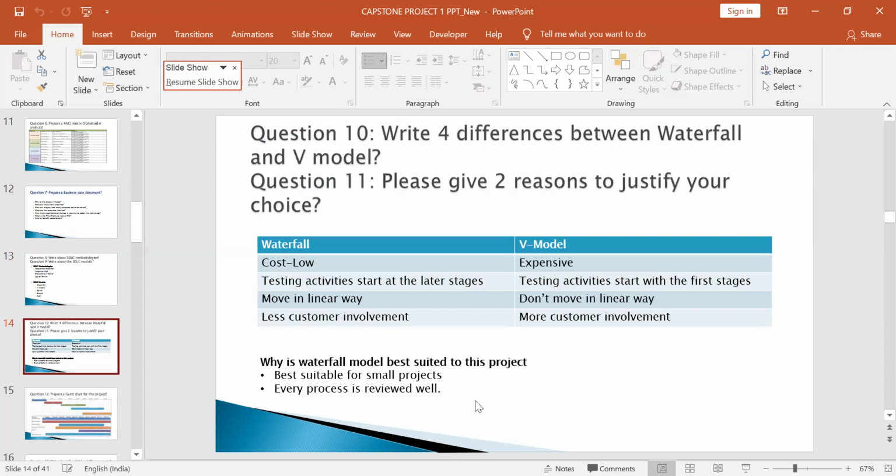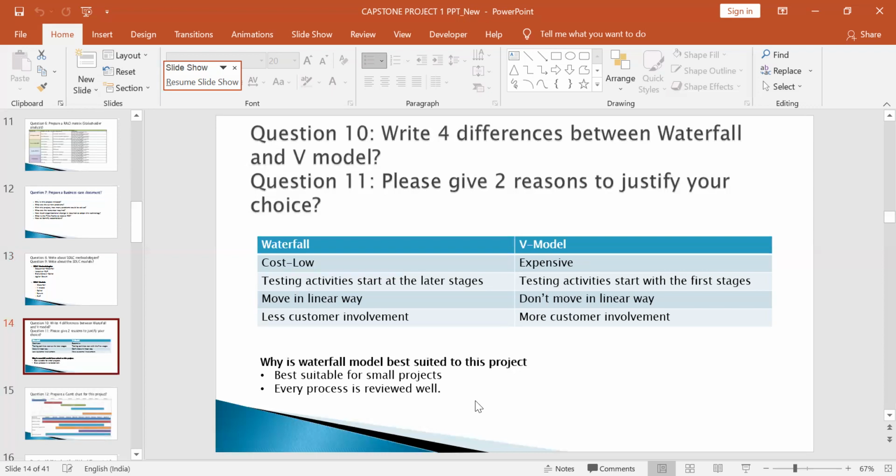Okay, next, write four differences between waterfall and the V model. You have to give the difference between what is waterfall and what is V model. See, waterfall is low efficiency, right? It is low cost. In the project, we'll get a low cost. And the V model is expensive.